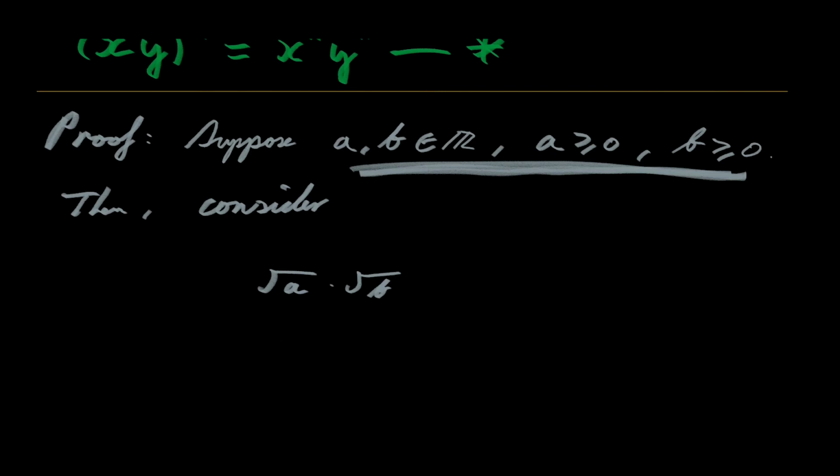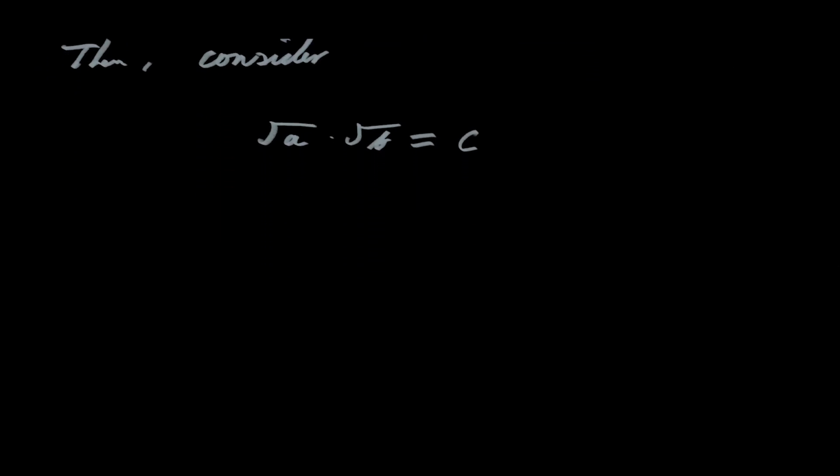Which is why we are at liberty to introduce some notation. We can say that the square root of a times the square root of b equals c. I'm just going to pick c, where c is a real number, because we know that about c as well. We don't know what the square root of a times the square root of b equals, but we know it's going to be some real number, and we are just calling that c.